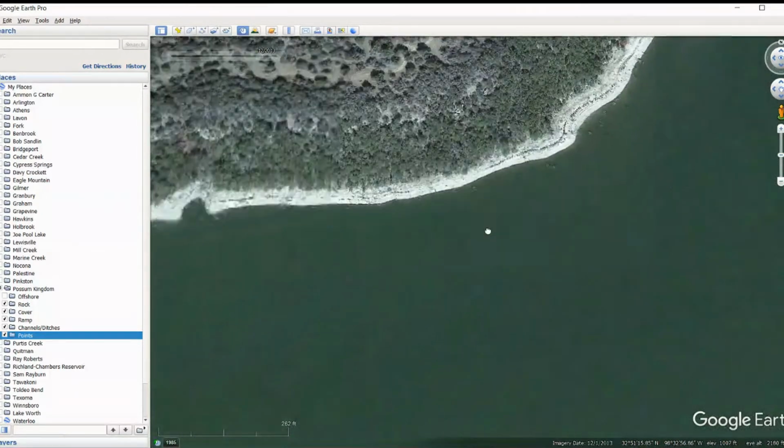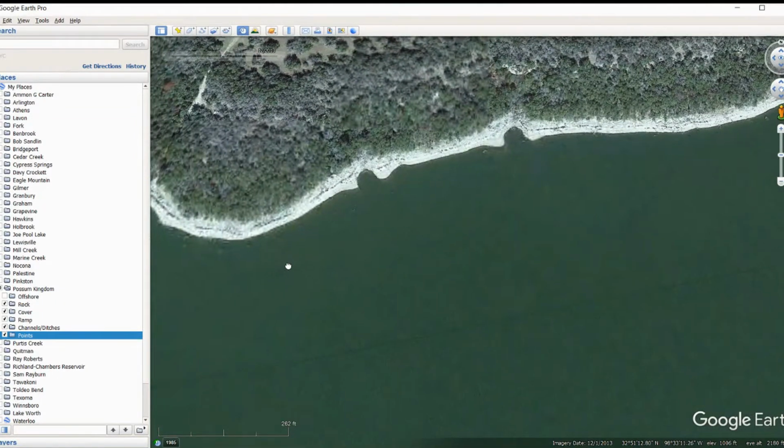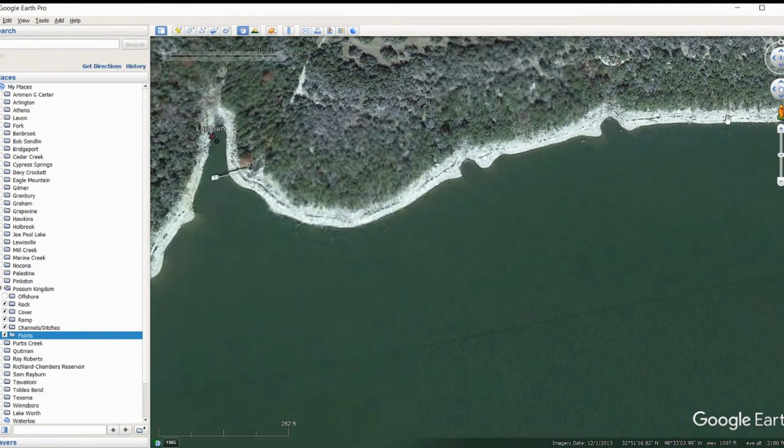And then as we move further down here, pretty much all the same bank line, right? Not a lot of unique things. I mean, if you were going to fish this bank line, I would say, hit these little points right here. Those are going to probably be your higher percentage areas along that bank line.